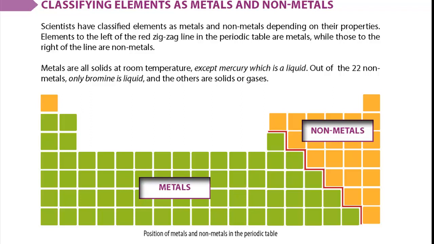Scientists have classified elements in the periodic table as metals and nonmetals, depending on their properties. Elements to the left of the red zigzag line in the periodic table are metals, while those to the right of the line are nonmetals.